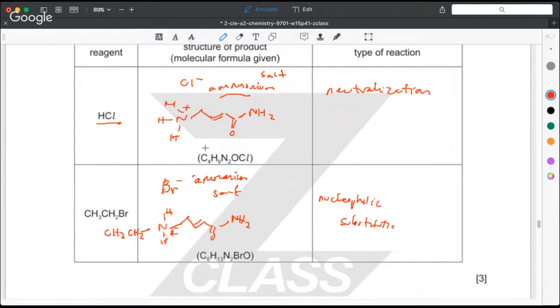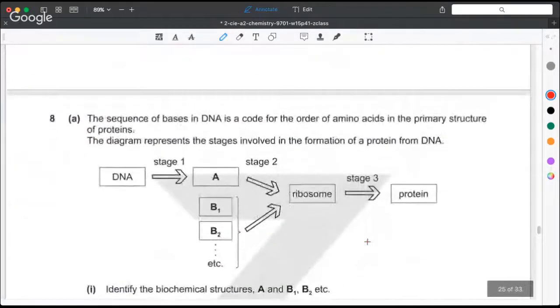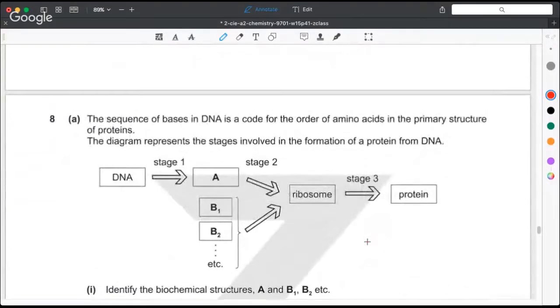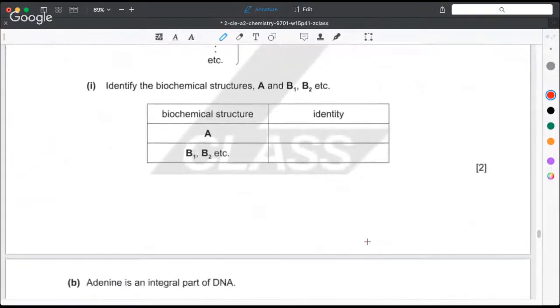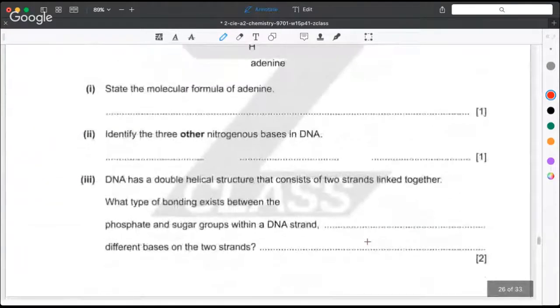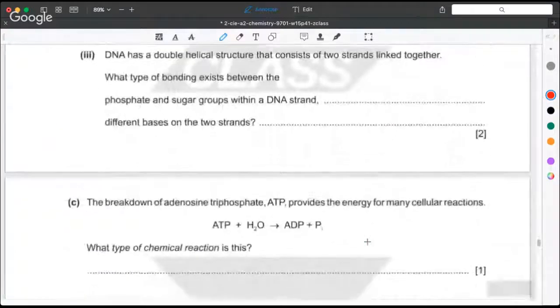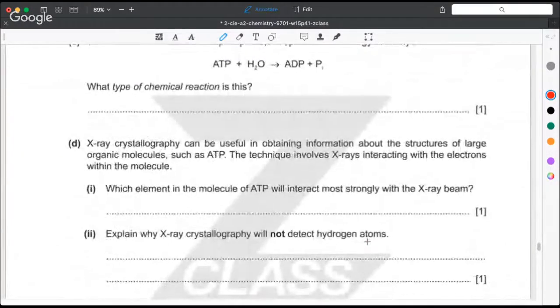So both of these are looking at the reaction of the amine, and both of them form an ammonium salt, which is soluble in water. The first one with neutralization, the second one, nucleophilic substitution. Good, all right, so then you rattle through some questions about DNA and RNA. I think that's easy for you to look up in the mark scheme. I think all pretty easy to look up again.